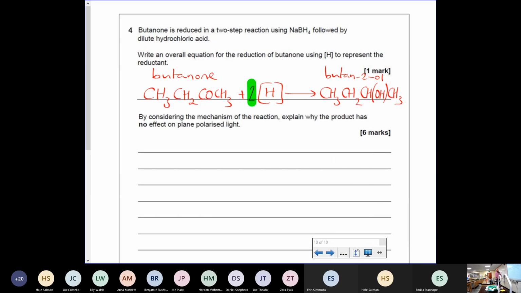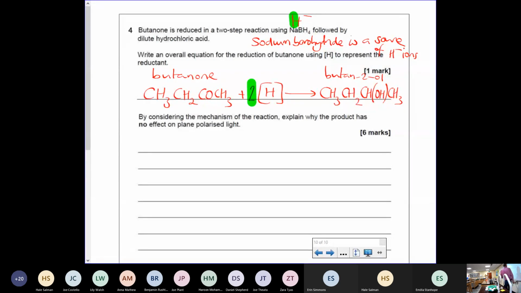Now at A level, we do this reaction as a nucleophilic addition, and we write a mechanism for this one using as nucleophile H-. So sodium borohydride is a source of H- ions.